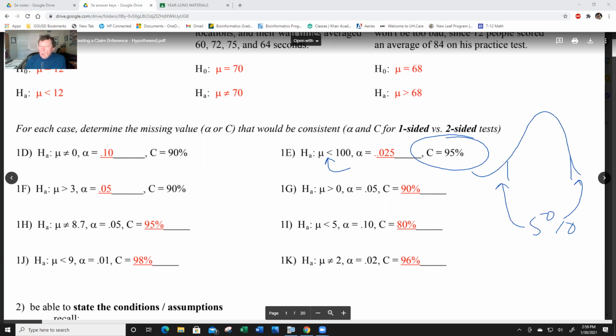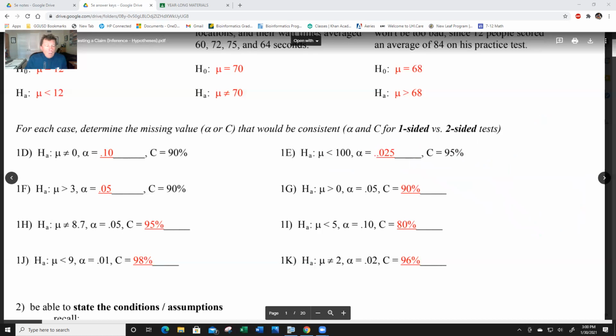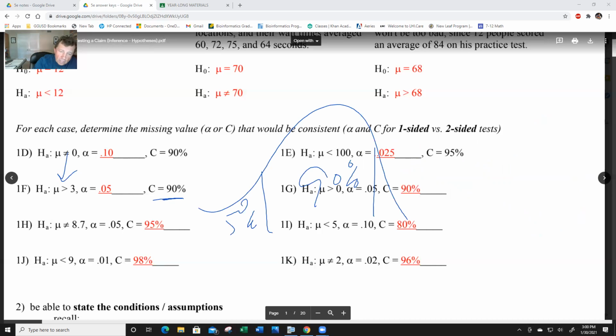So we know that it's one-sided. What happened is that we're going to have 2.5% on each side, and that's going to equal the 5%, added to 95 to get to 100. Okay, F. This is one-sided, and we have a confidence level of 90. So let's again draw that out. Here's 90% in here, the middle 90. That means 5% is here and 5% is here. This is a one-sided test, so alpha is going to be 0.05. If you double it, you get 10. Add it to 90, and you get 100.